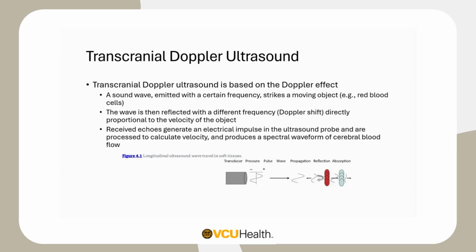Transcranial Doppler ultrasound, I think you heard about this, so I don't have to go into a long discussion. It's an ultrasound based on the Doppler shift that allows us to generate echoes, through an ultrasound probe, and calculate velocities. When we look within the circle of Willis, we're measuring red blood cells and producing a spectral waveform, which we can use to evaluate cerebral blood flow.